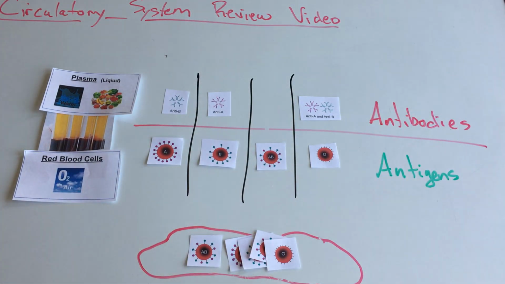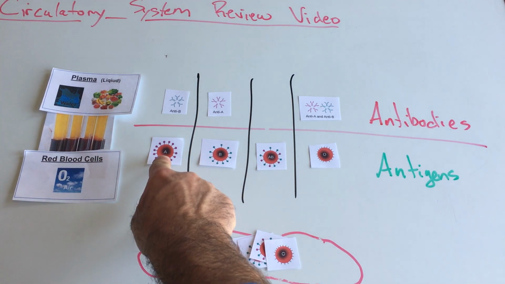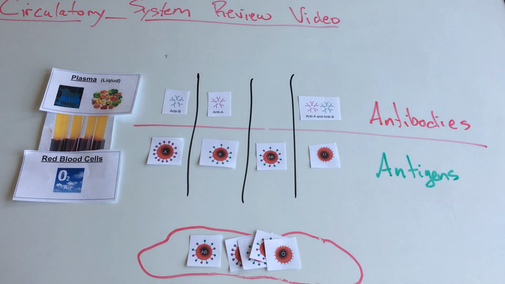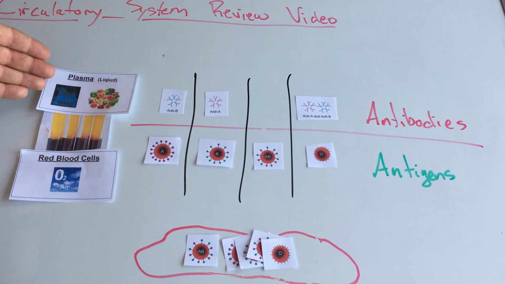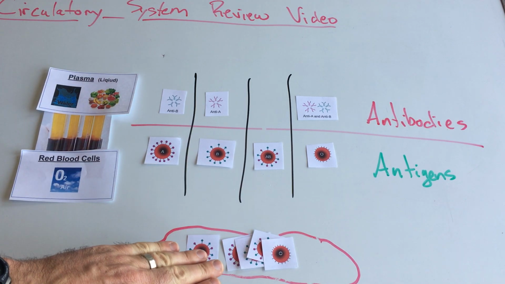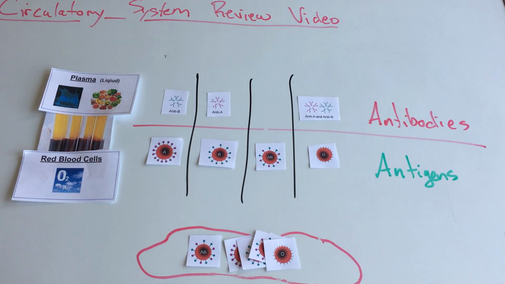And your blood type is defined by the antigens on your red blood cells, but it also ends up defining what antibodies are in your plasma, and it only comes into play when you receive blood. Good luck on the upcoming quiz.